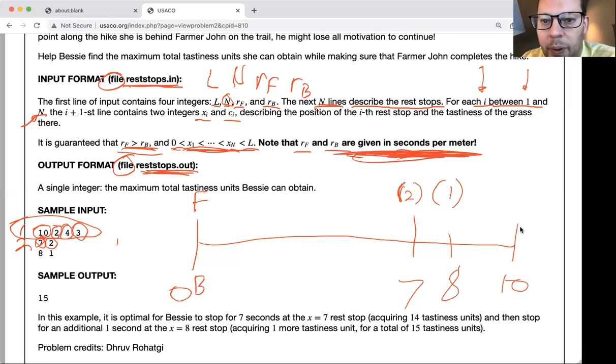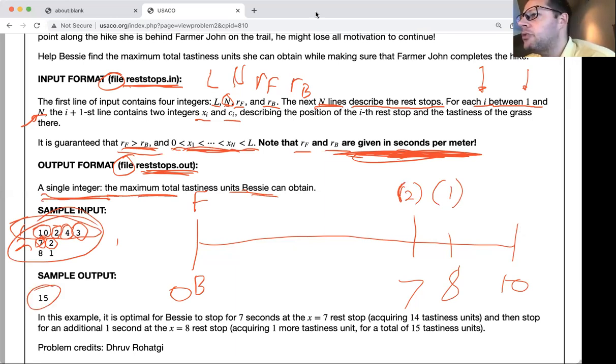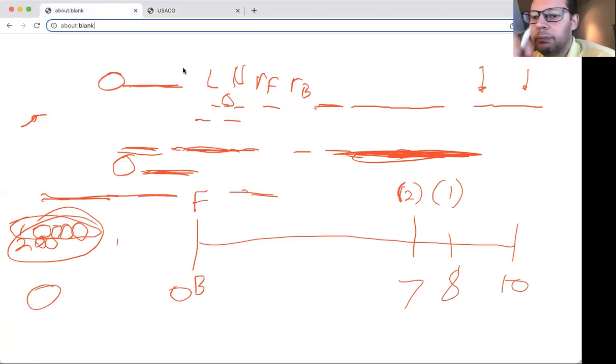All right, output is a single integer, which is the maximum total tastiness of units that Bessie can receive. So in this example here, their output was 15. Let's try and plug that in and see if we can get the same answer. Clean this up a little bit.